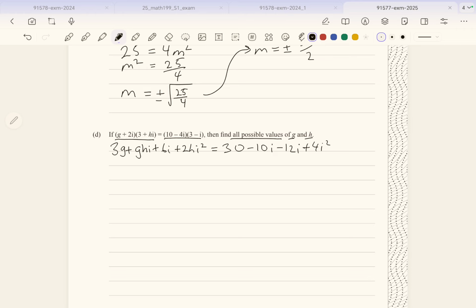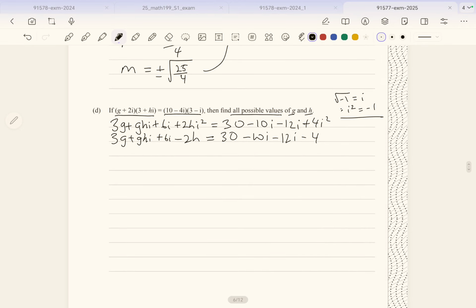And we know that the square root of negative 1 is equal to i. Therefore, i squared is equal to negative 1. And using that idea, we substitute this into the expression, which gives us 3g + ghi + 6i - 2h = 30 - 10i - 12i - 4.